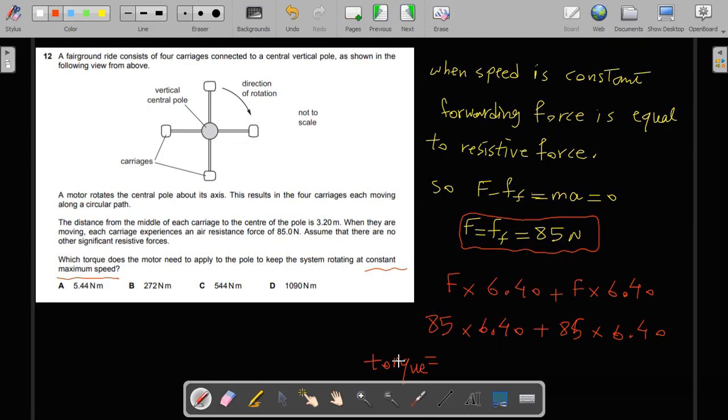The result of total torque will be 1088 Newton meter, which if you round off will be 1090 Newton meter. So D is right.